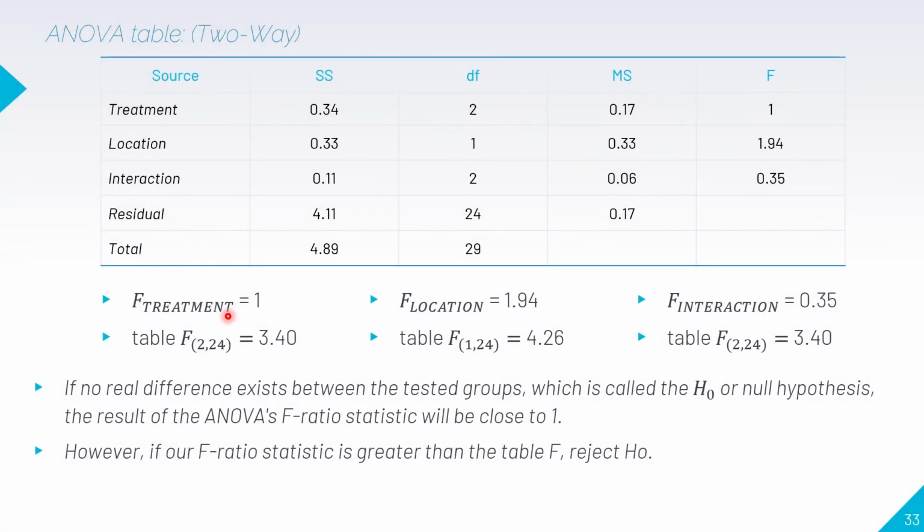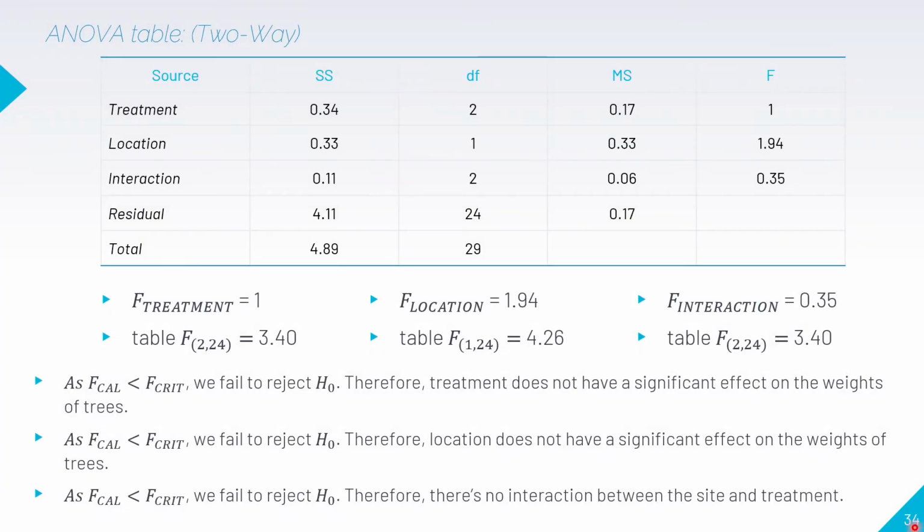Comparing these three, as you've noticed, each is lesser than our table F. Here, 1.94 is lesser than our 4.26. This one, 0.35, is lesser than our 3.40. Since if our F ratio statistic is greater than the table F, we reject H0. But in this case, we have our F ratio lesser than our table F. In this case, we fail to reject our null hypothesis because our F calculated is lesser than critical.